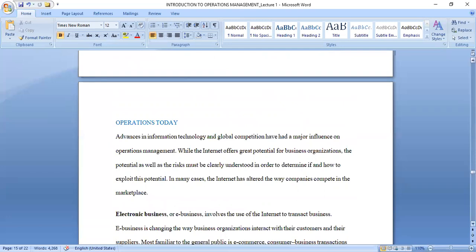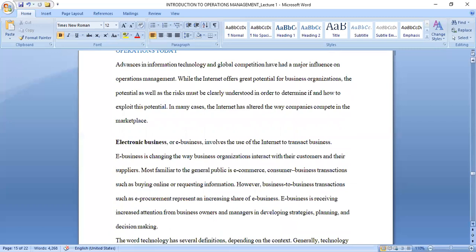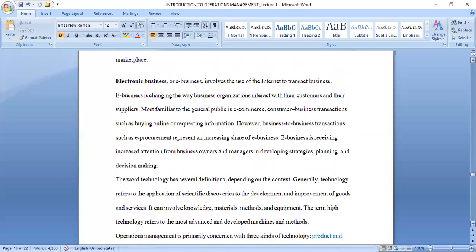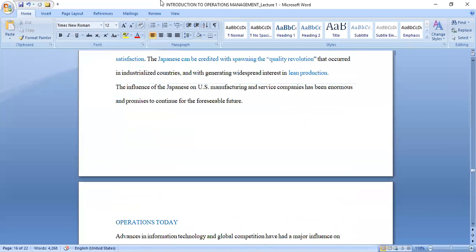Let us look at operations management today. How is operations management like today? So today, basically, we are using what we call electronic business or e-business. And there is a difference between electronic business and electronic commerce. Who can tell us the difference between electronic business and electronic commerce? Is there a difference?